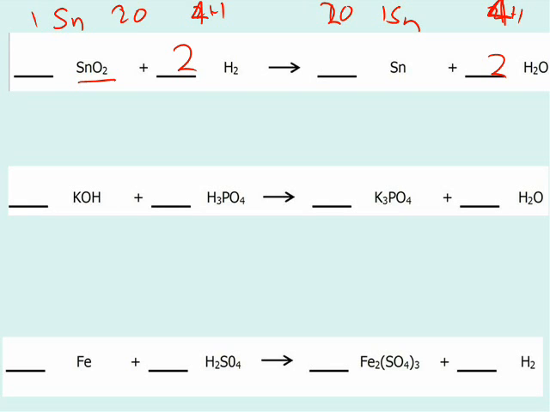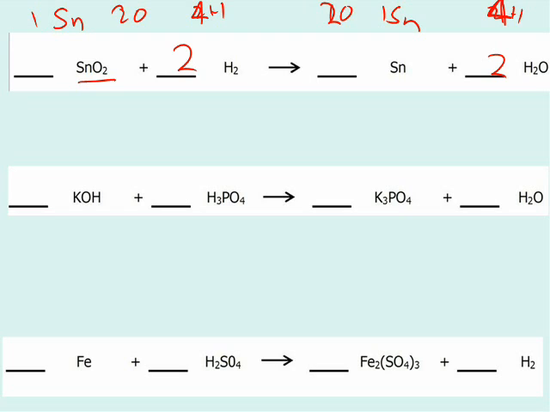The tin just stayed. Now the reason we leave the simplest for last is because if we had to put something in front of the tin here, it doesn't change anything else. Whereas if we had to put something here, it would change the tin and the oxygen. So we wait until the end, and we'll wait for the least complicated one to do.